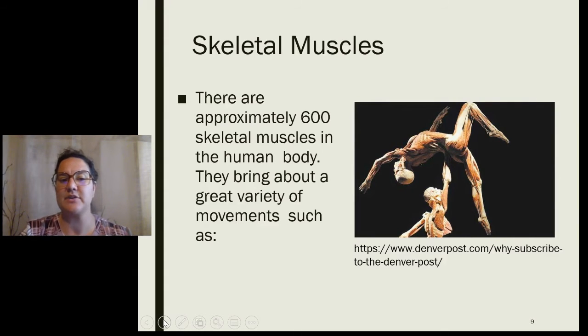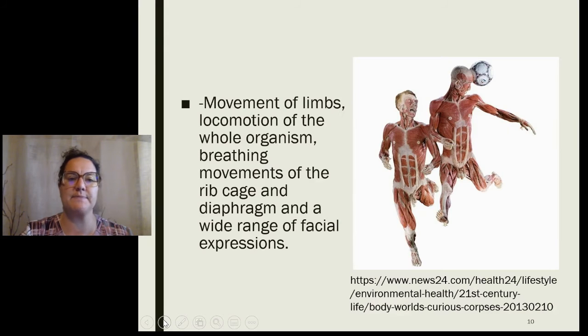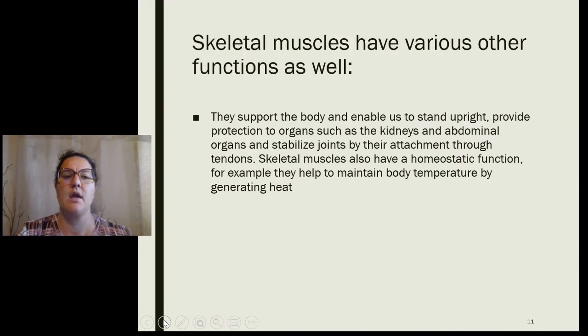There are approximately 600 different skeletal muscles in the human body, which bring out a variety of movements, such as the movement of limbs, moving our entire body, breathing movements of the rib cage and the diaphragm, and a wide range of facial expressions. There's also a variety of other functions of skeletal muscles as well.